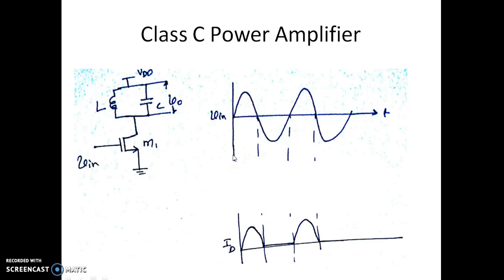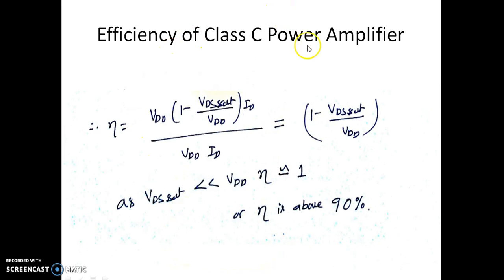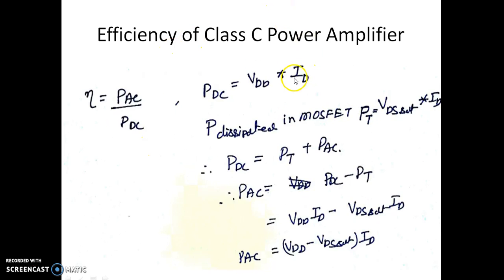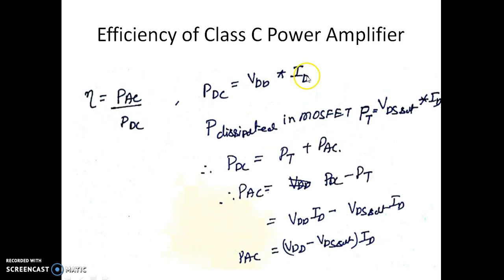Now we shall see how we find the power conversion efficiency. We know that efficiency is PAC by PDC. PDC is the power that is being drawn from the power supply. So let's have a look at what PDC is. This is VDD. How much power is being drawn from the power supply? Since ID is the current flowing through the entire circuit, PDC is given by VDD into ID.